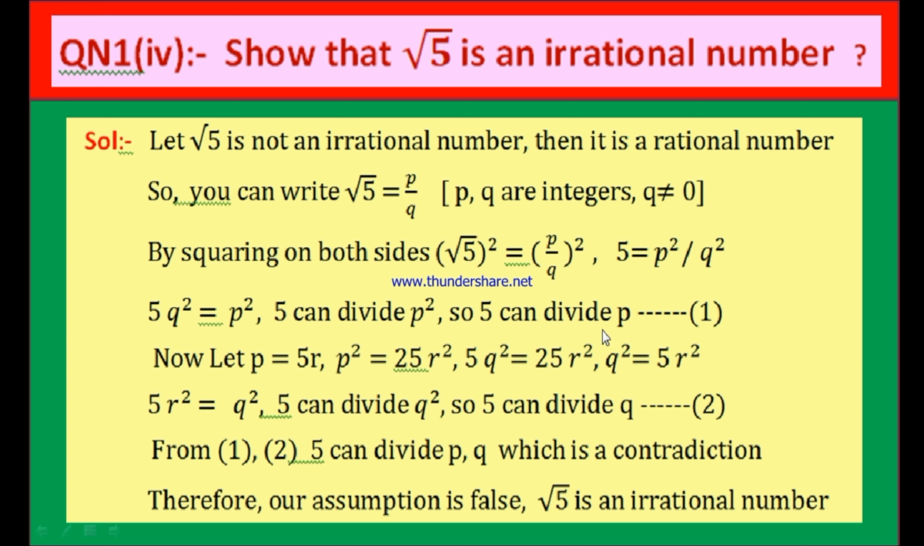But here in this case, we arrived that 5 is a factor of p and 5 is a factor of q. Since 5 is a common factor for p and q, they are not in the simplest form or they are not co-primes. Therefore, our assumption is false. Since our assumption is false, root 5 is an irrational number. Is it clear now? Otherwise, you repeat the video again and verify so that you can understand properly.